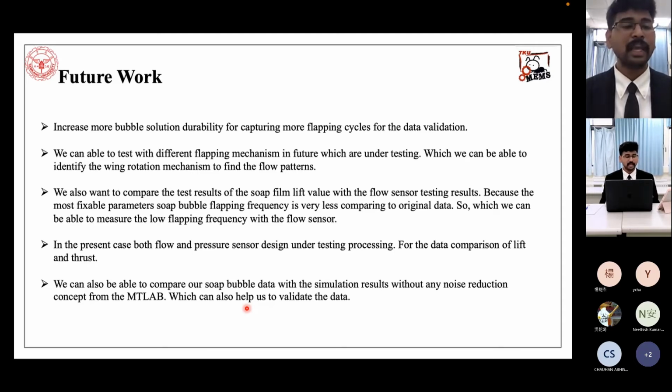We can also compare our soap bubble data with the simulation results without any noise. Right now we are using a noise reduction technique using Matlab. In future generations we can also use the simulation process to identify the lift and thrust values, which can help to validate the data.